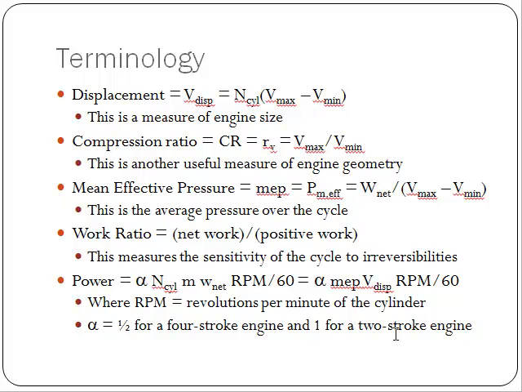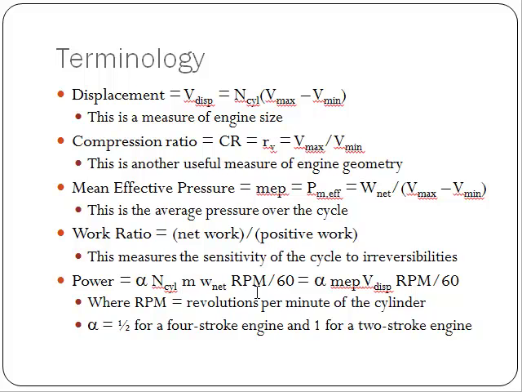For a two-stroke engine, such as what you would find in, I would say, a lawnmower, you would use 1 for alpha. But multiply this by the number of cylinders times the mass. It's not the mass of the material inside the cylinder.